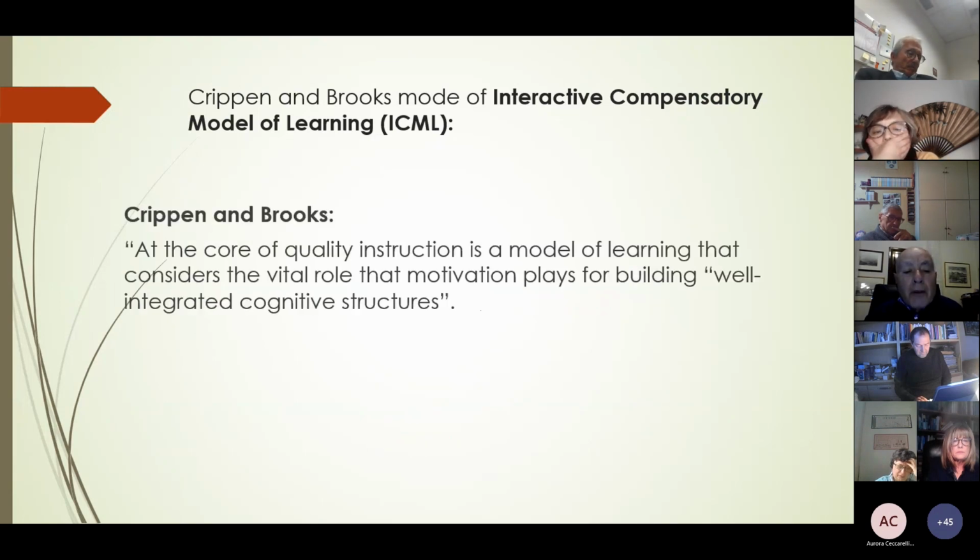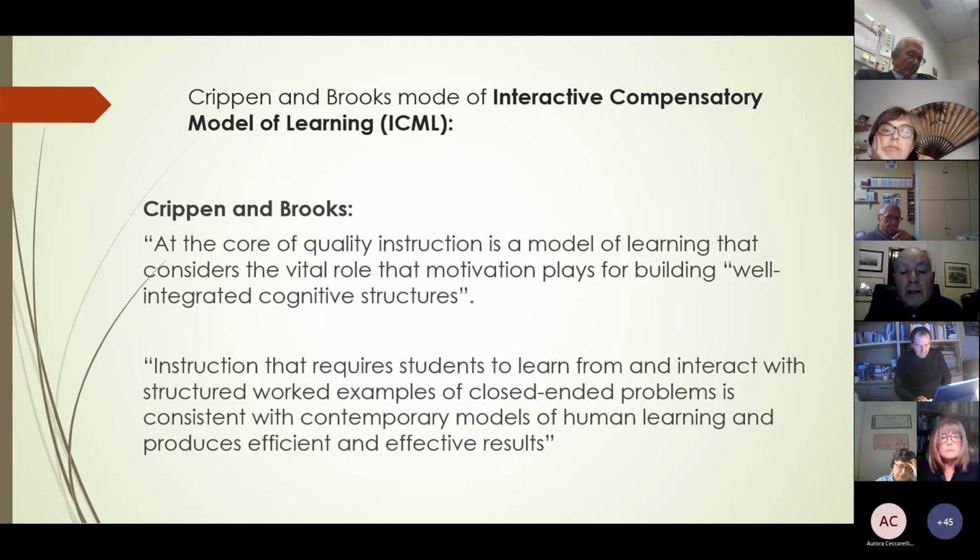According to Crippen and Brooks, at the core of quality instruction is a model of learning that considers the vital role that motivation plays for building well-integrated cognitive structures. Also, instruction that requires students to learn from and interact with structured worked examples of closed-ended problems is consistent with contemporary models of human learning and produces efficient and effective results.